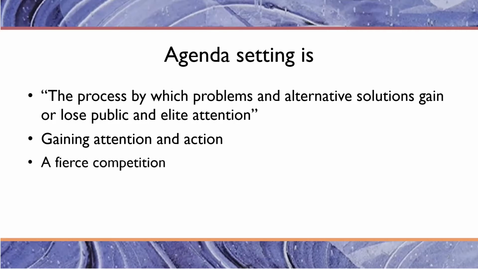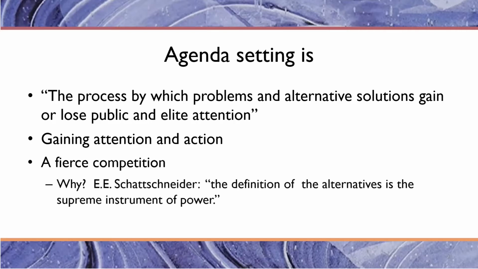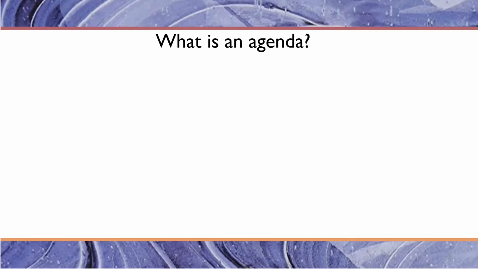But agenda setting is also a really fierce competition. And why is that? Well, E.E. Schattschneider, the very famous political scientist, said the definition of the alternatives is the supreme instrument of power. And I think that's really important, because the idea is if you can constrain the list of alternative solutions to a problem, then you can probably shape the kinds of policies that will be made, and some solutions will be in your group's interest and some will most assuredly not be in your group's interest, and you will want to work to make sure that the things you want to see get done or enacted, and want to make sure that the things you don't want to see happen are not enacted. And that's what happens in the agenda setting process.